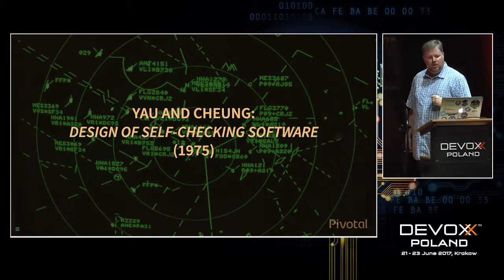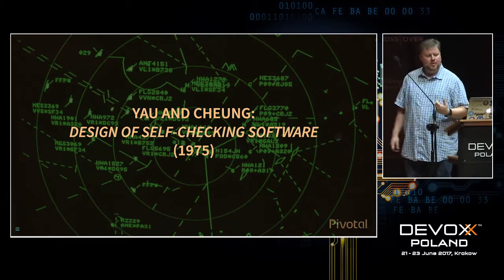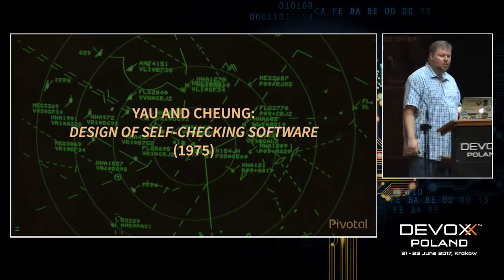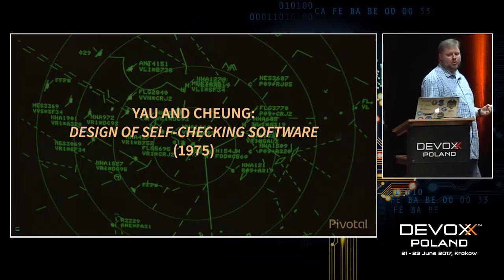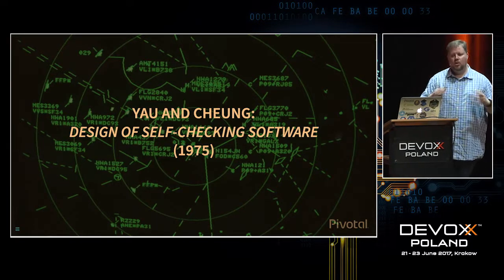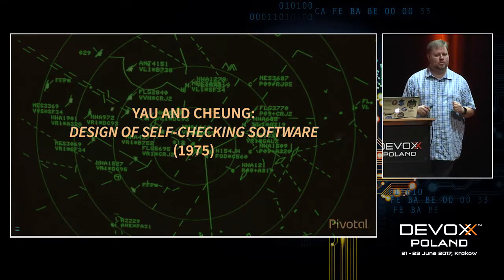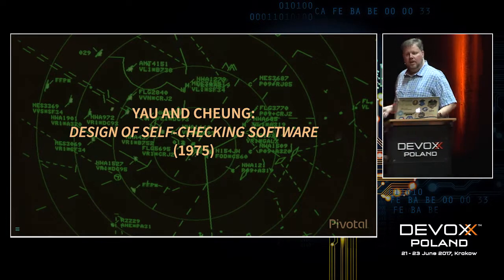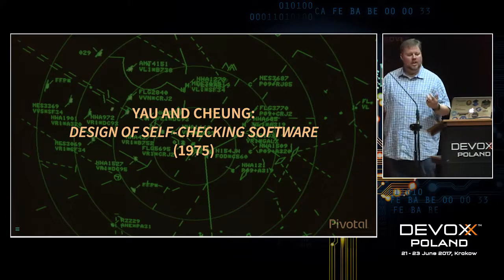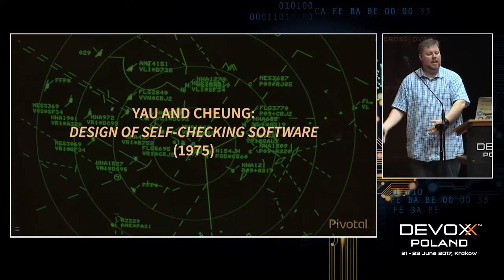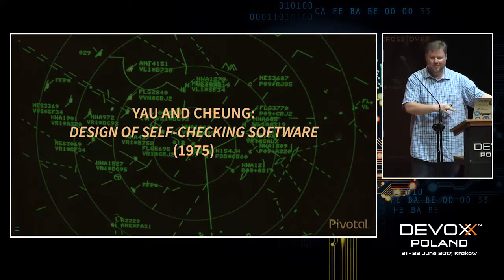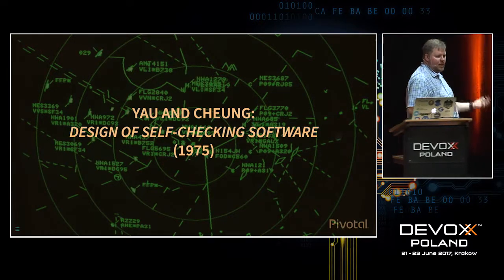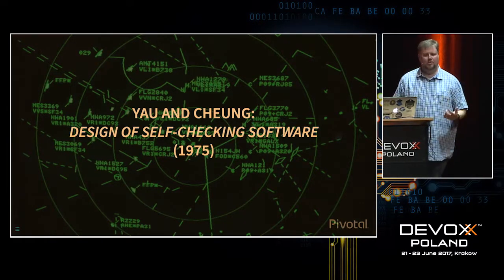So Yao and Chung wrote this paper in 1975 called The Design of Self-Checking Software. And in the paper, they made this pretty audacious proposal that we should insert fake ghost planes into an air traffic control system. And the premise was that if the air traffic controllers could land all of the ghost planes and all of the real planes, they don't know what they're talking to, then we can actually trust that system.